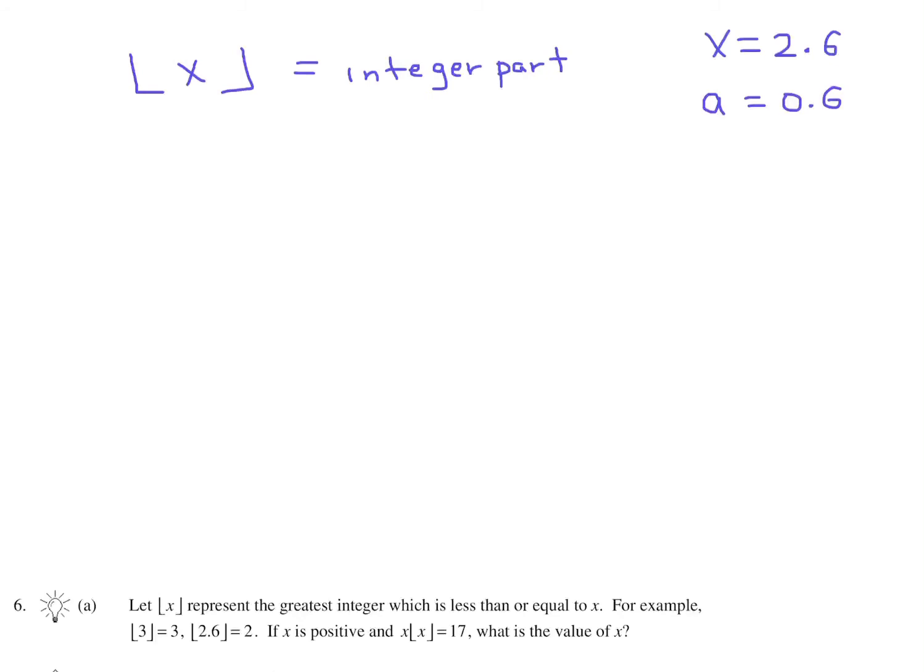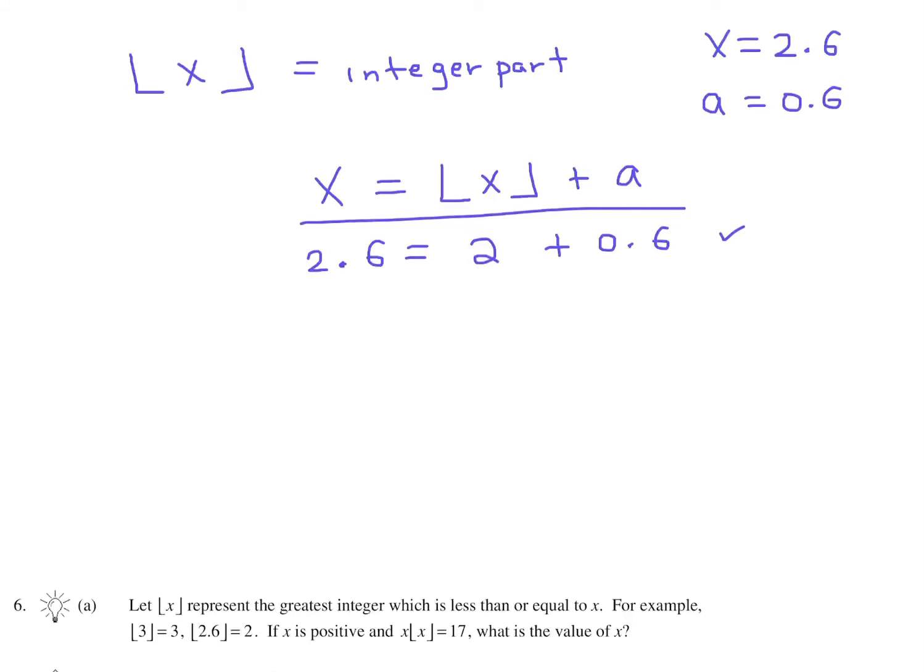So that means that x essentially is the integer part plus the decimal part, right? Does that make sense? So x in our case was 2.6. The integer part is 2, and the decimal part is 0.6. So this all matches. So this is basically how you think about this operation. So if you isolate for the bracket part, it becomes x minus a, like that.